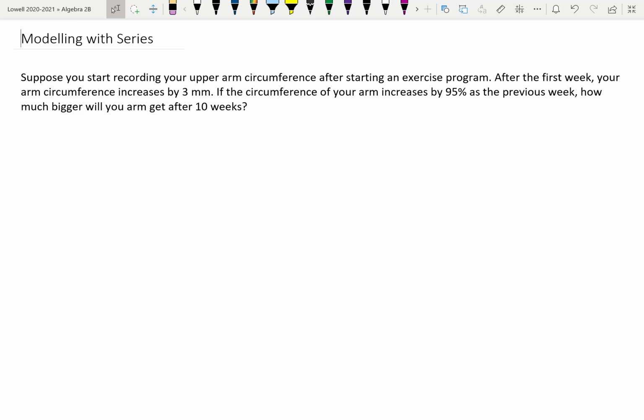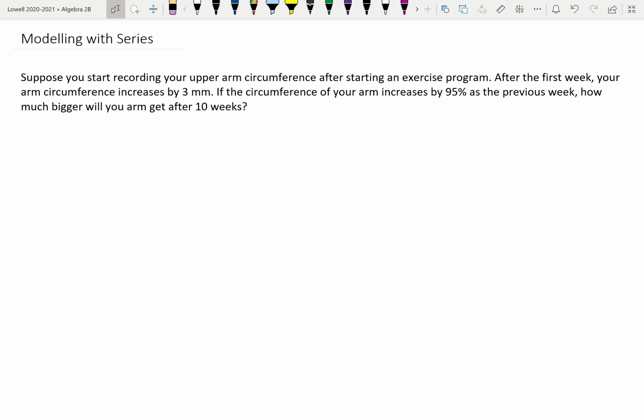Hi folks, in this video I just want to run through an example of how we can use a geometric series to model a situation similar to the bouncy ball problem in the last video. Suppose you are now focusing on building your upper arms, so that's your biceps and triceps, in a certain exercise program. Okay, makes sense.